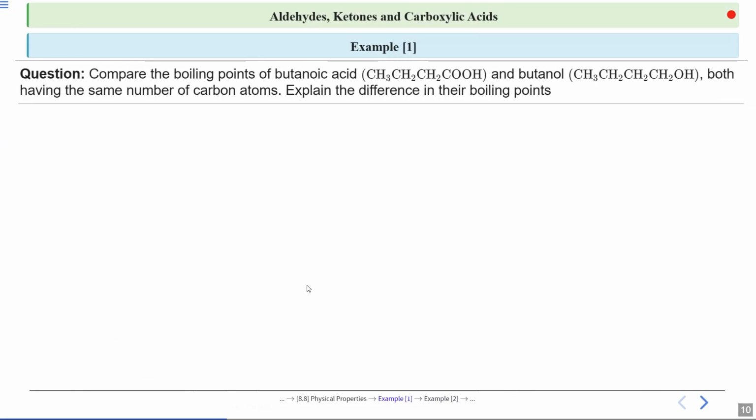So now there is one question. Compare the boiling points of butanoic acid, which is CH3CH2CH2COOH, and butanol. Okay, so you have butanoic acid, which is a carboxylic acid, and you have butanol, which is an alcohol. So you have to compare the boiling points. Both have the same number of carbon atoms. You have to explain the difference in their boiling points. Okay, so can you think of the correct answer?